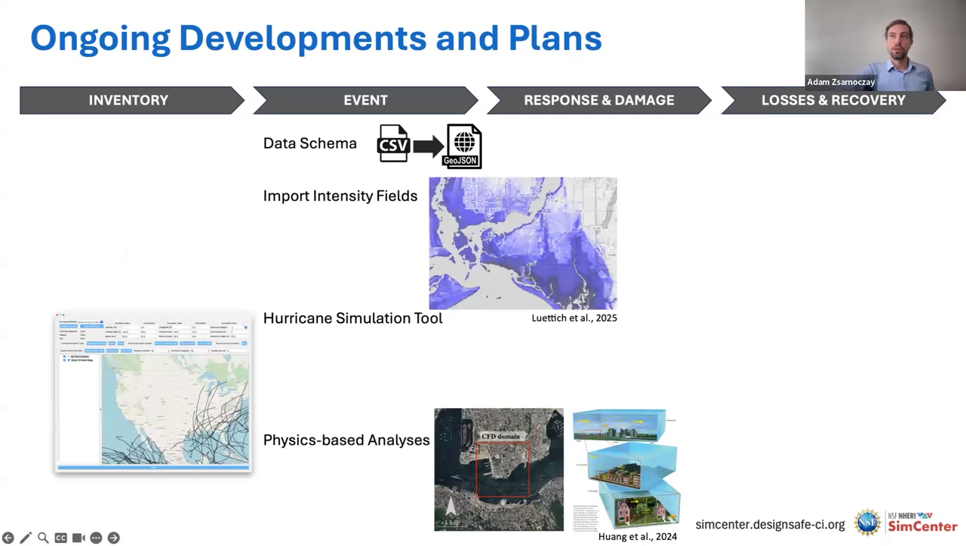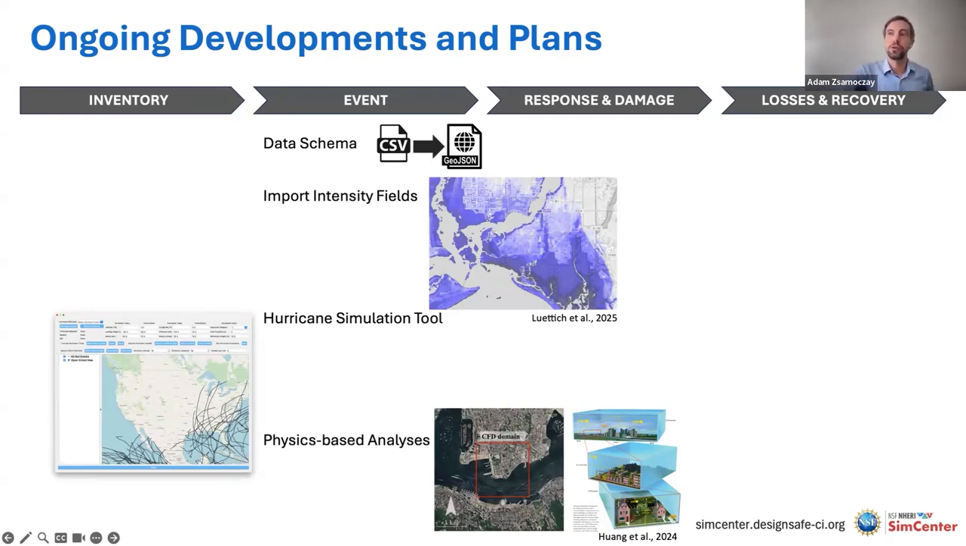When it comes to event modeling, we used to use a CSV-based schema. We are switching to GeoJSON. That's in development right now, and it will support bigger intensity measure fields and the combination of multiple different intensity measure fields. So that makes our platform more versatile and cater to these multi-hazard type of studies that we see on the horizon. One of the key ways to work with events is importing these results of expensive simulations.